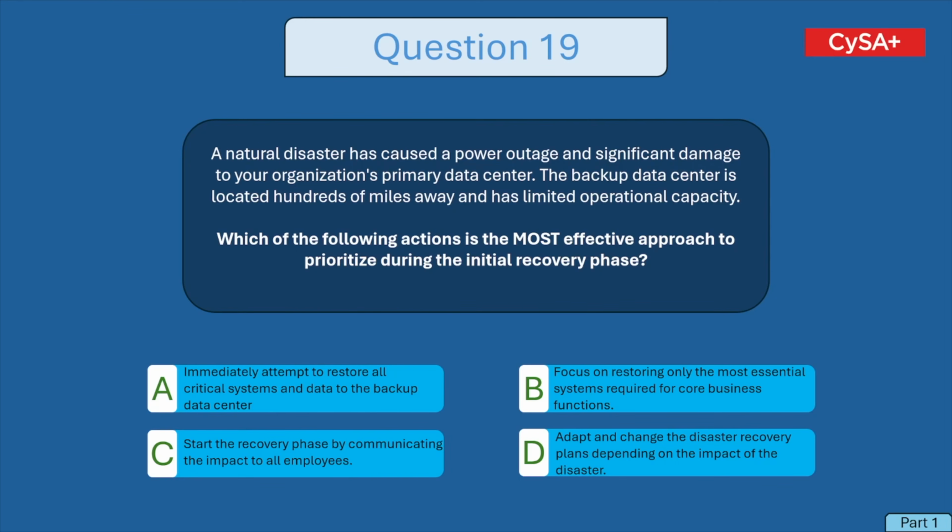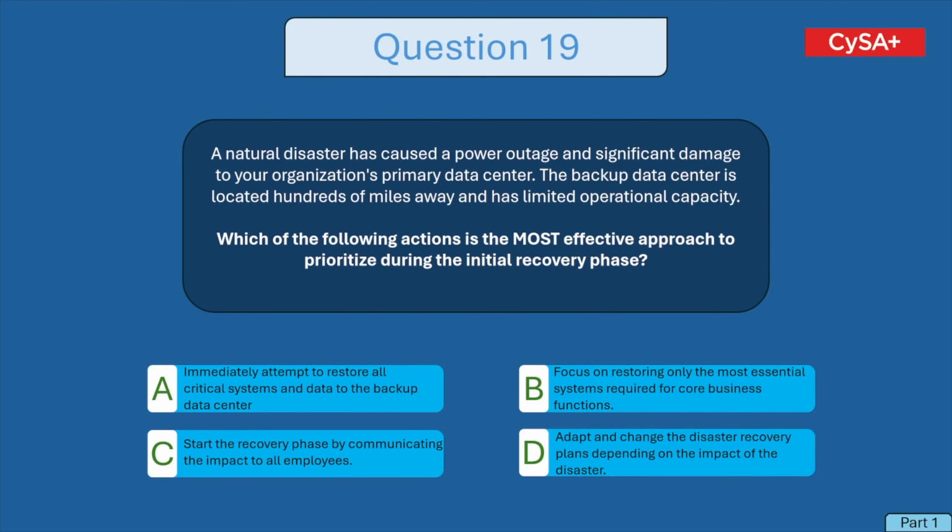A. Immediately attempt to restore all critical systems and data to the backup data center. B. Focus on restoring only the most essential systems required for core business functions. C. Start the recovery phase by communicating the impact to all employees. D. Adapt and change disaster recovery plans depending on the impacts of the disaster.